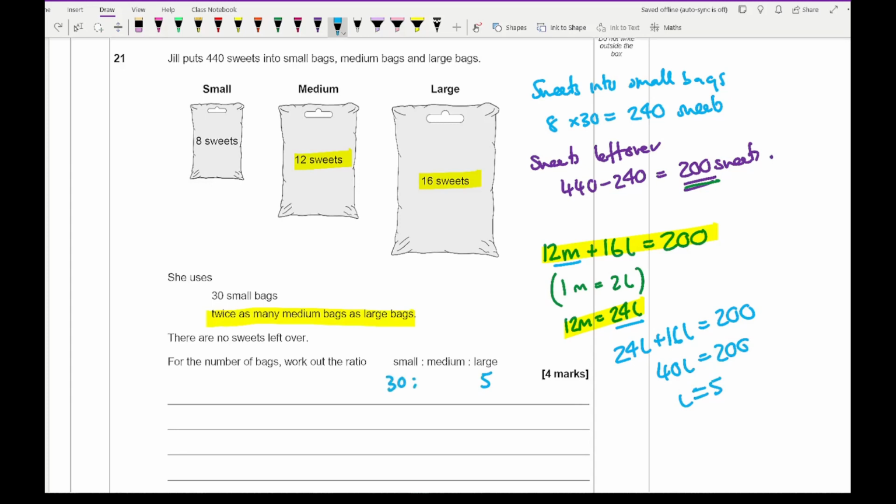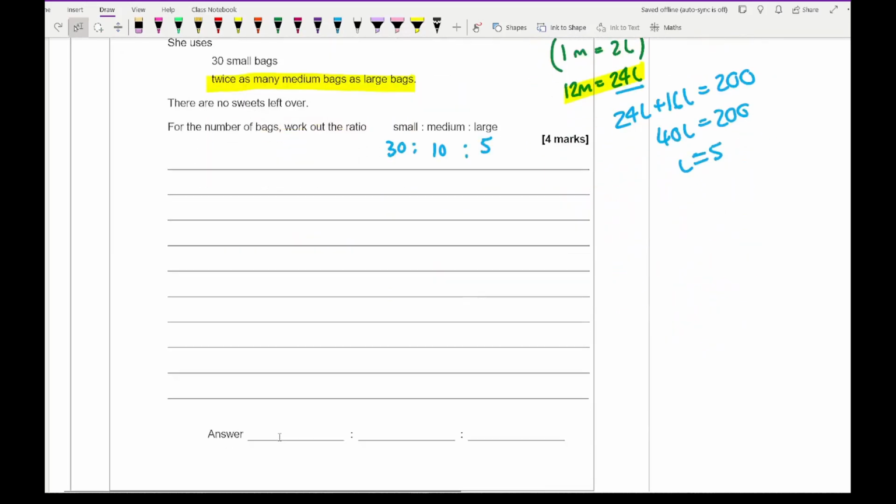And if there's twice as many medium ones, then that's going to be 10. So the ratio then is going to be 30 to 10 to 5.